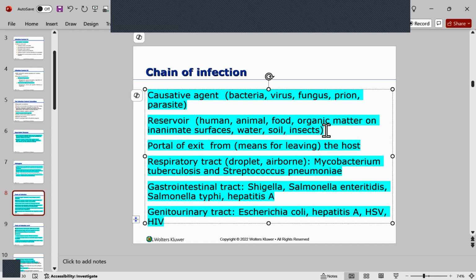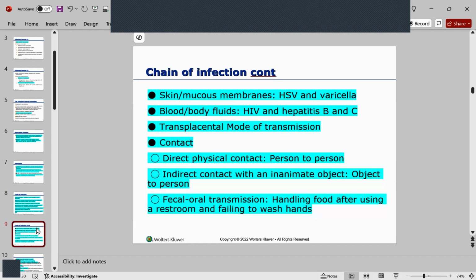Portal of exit could be your genitourinary tract, like a urinary tract infection. Could be your skin, mucous membranes, like herpes simplex virus or varicella. Could be blood and body fluids, like Hep B and C or HIV. Could be transplacental. In other words, it can cross the placenta when mom is pregnant with a baby. And then it can also be contact.